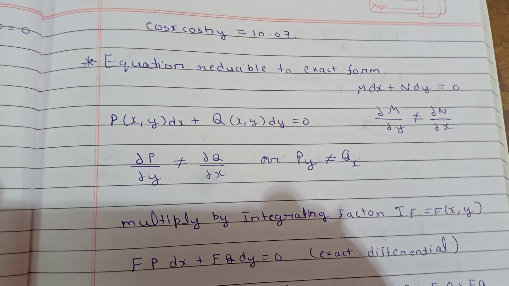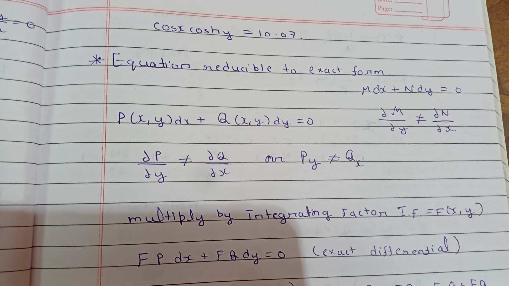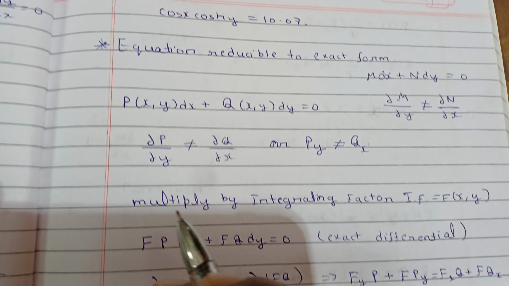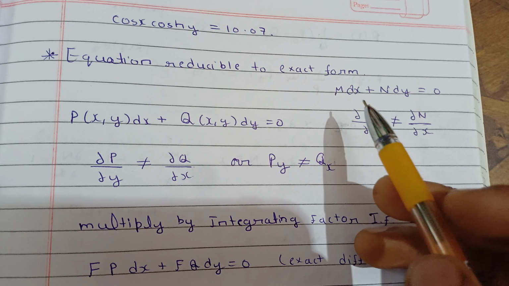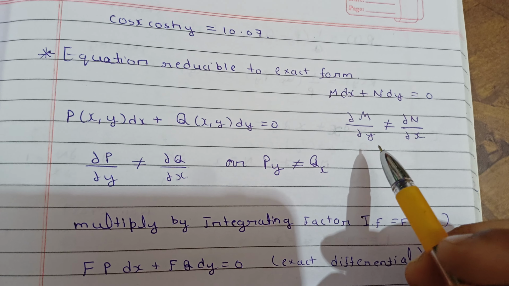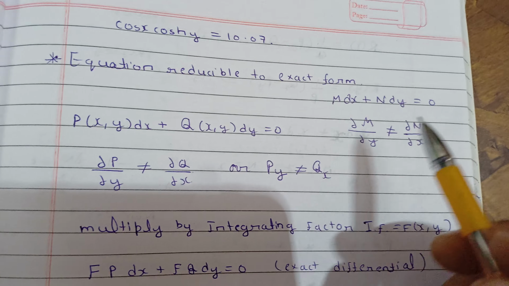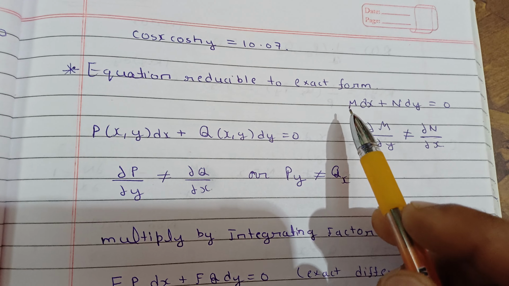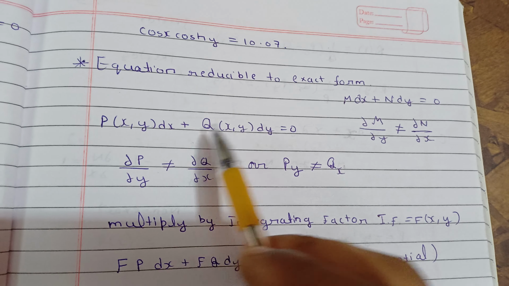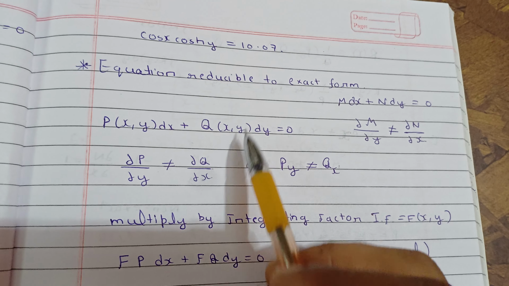Now there are many equations which are not in exact form, but they can be reducible to exact form. So how can we do that? Let's understand the procedure. The given equation is in the form M dx plus N dy equal to 0, but del M by del y is not equal to del N by del x, so we can't call it exact. Now we have to make it exact. Let's write M as P and N as Q. So we get the equation P(x,y) dx plus Q(x,y) dy, and del P by del y is not equal to del Q by del x.